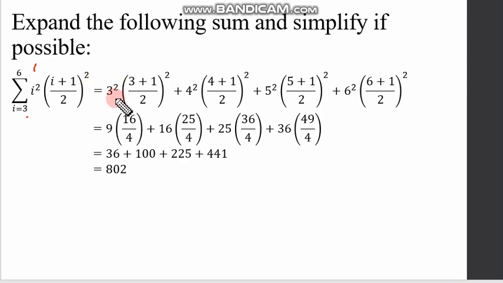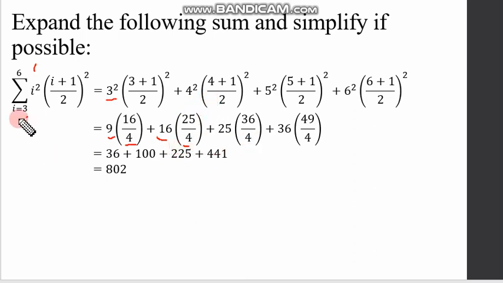So we started at i equals 3, so 3 squared, that's 9. 3 plus 1 is 4 over 2, so 4 over 2 squared is 16 over 4. Second term, i is equal to 4, so 4 squared, that's 16, times the quantity 4 plus 1, that's 5 over 2, so 5 over 2 squared is 25 over 4.